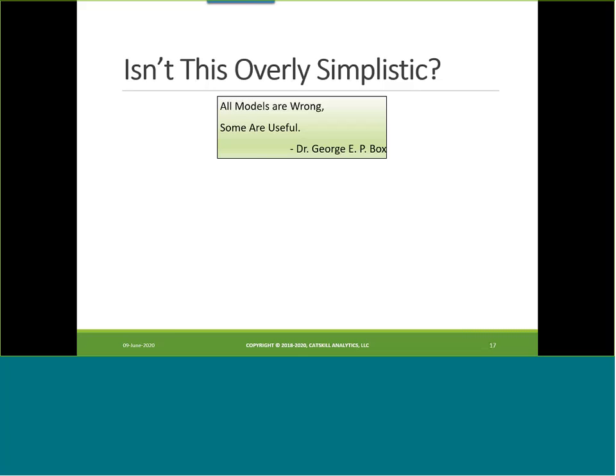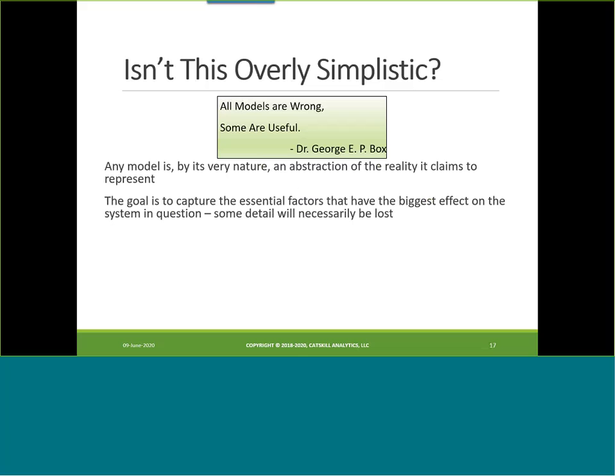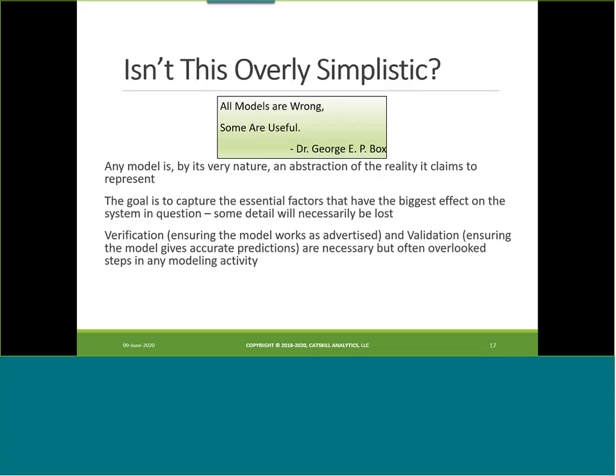So yes, it's simplistic, but any model by its nature is an abstraction of the reality it claims to represent. The goal is to capture the essential factors that have the biggest effect. Some detail is going to be lost. Two steps that are always important. First is verification, ensuring that the model works as advertised. And so it's like anything else. If you're going to use it, you really need to test it and make sure it passes the sniff test or the red face test or whichever one you like.